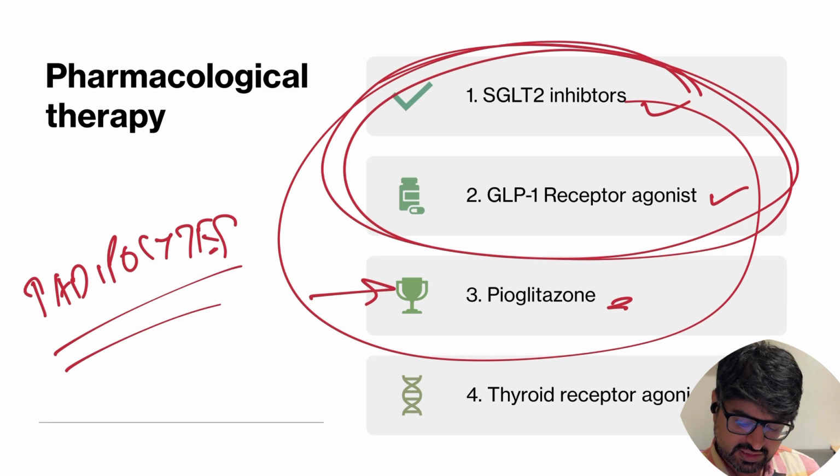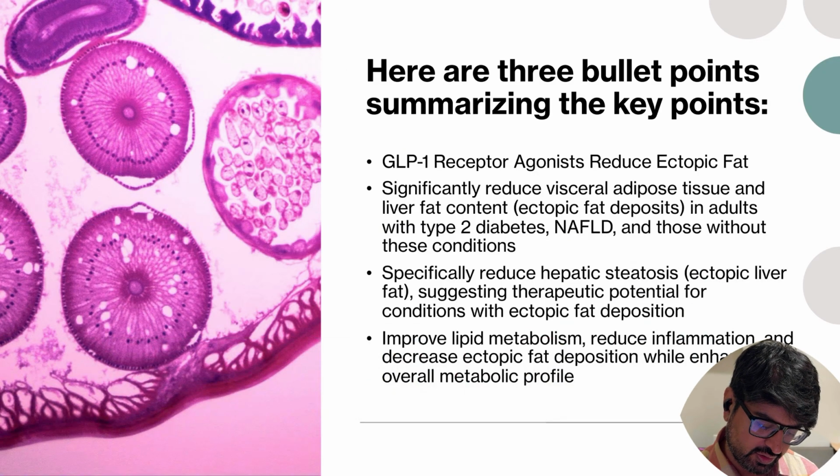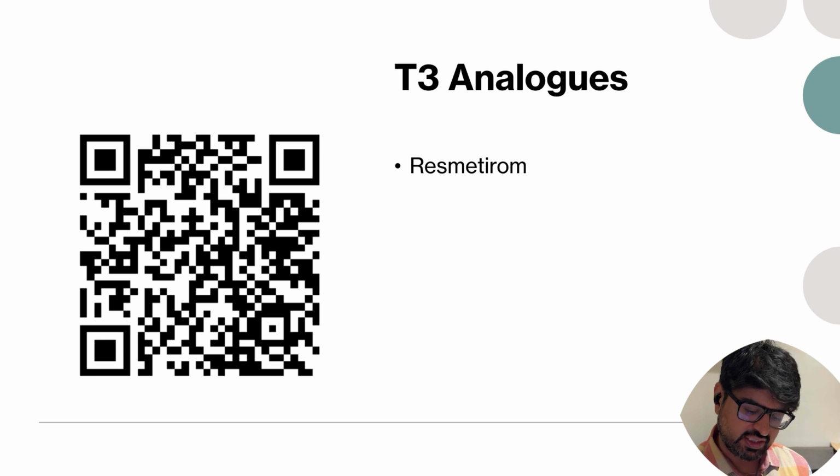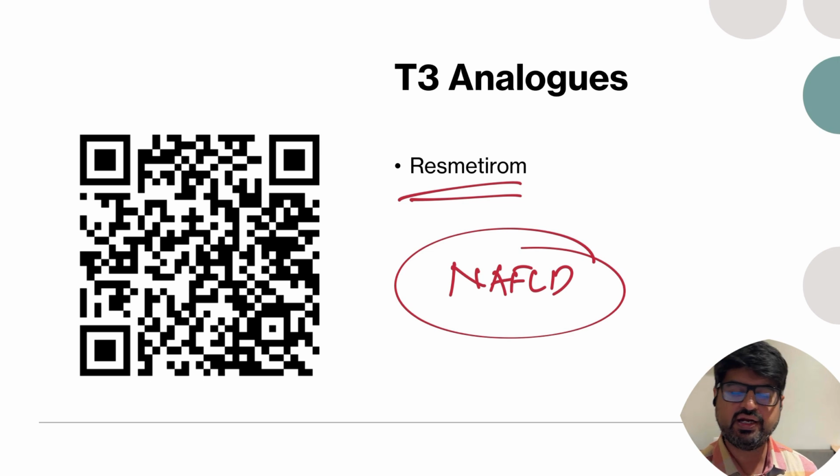And then you have newer drugs like thyroid receptor agonists. You would have all heard about the drug which is called resmetirom. Resmetirom was the first drug which was approved for non-alcoholic fatty liver disease, right? The first drug approved for that. And you'll hear more about this. Right now it's still in early phases and it's not available in India.